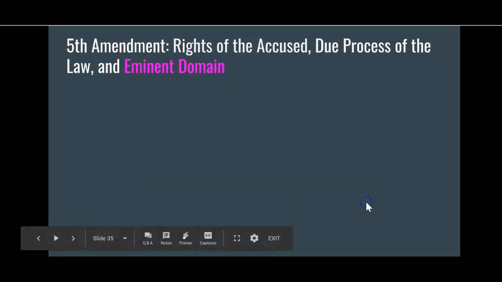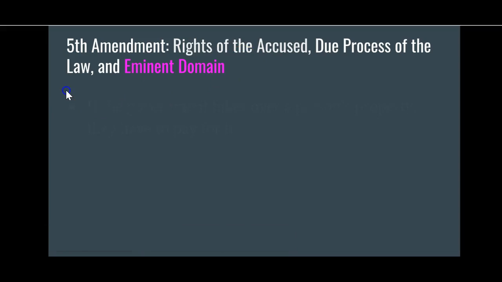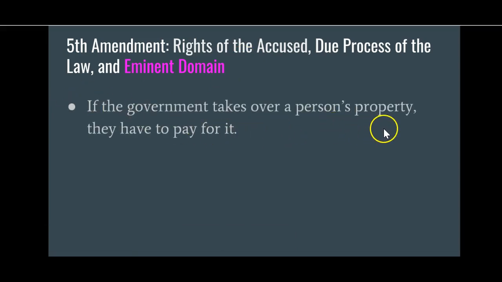Okay. All right, so the last part of the Fifth Amendment has to do with eminent domain. If the government takes over a person's property, they have to pay for it. Now you're probably wondering, when does that happen? Well, actually in Western Washington, they're talking about taking over different parts of cities to build a rail line. And so there are some buildings and some areas that are actually going to be demolished if this idea ever comes through, if it ever passes.